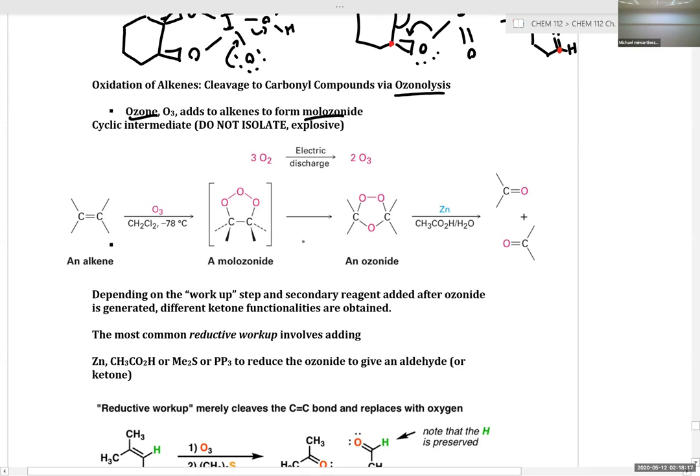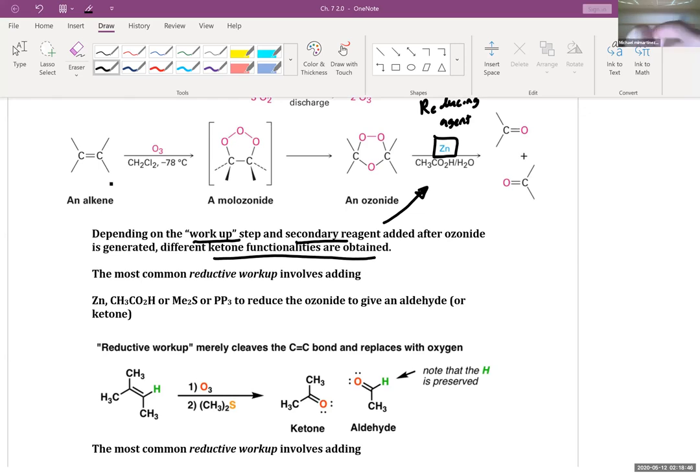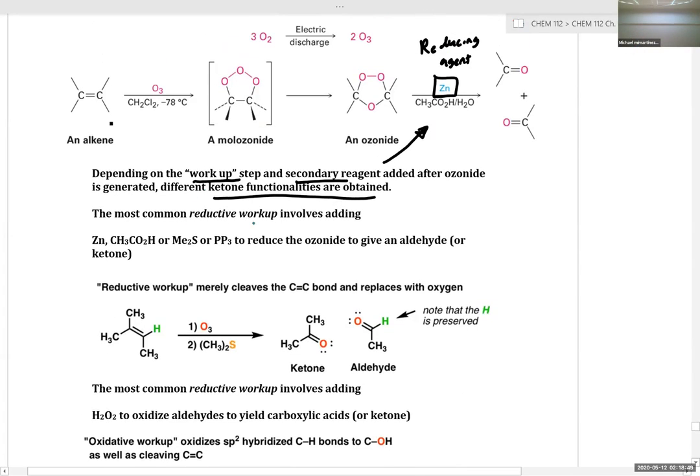The malozonide rearranges under the reaction conditions to yield an ozonide, which can then be reduced with any reducing agent to yield a mixture of ketone and carbonyl functionalities. Now, depending on the workup step and the secondary reagent added, different carbonyl functionalities are obtained. So the first, and probably one of the more common workups, is a reductive workup, where you add a reducing agent such as zinc and acetic acid.